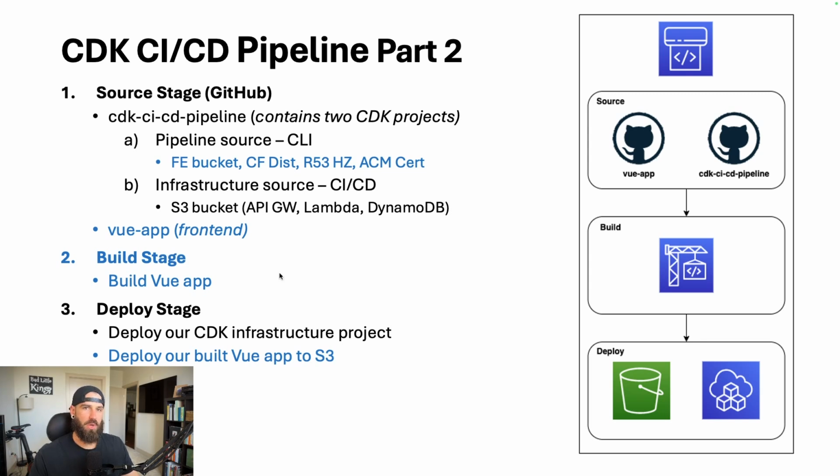We're also going to add a build stage in between the source and the deploy stage. The build stage is simply just going to build our Vue application. And then to the deploy stage, we're going to add one more action that's going to deploy our website to the S3 bucket. And we'll allow the CloudFront distribution to then host our content. So let's jump into the code and get started.